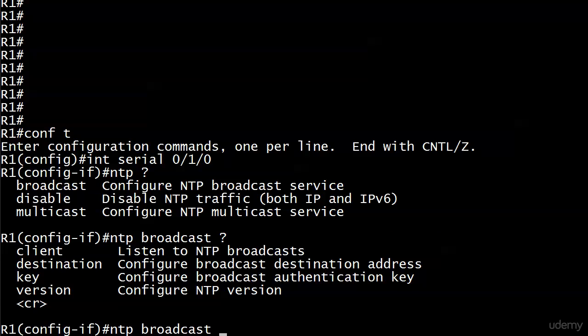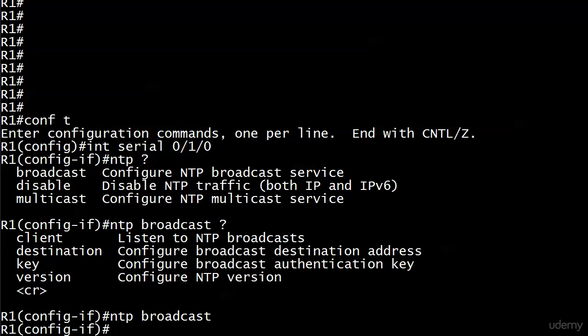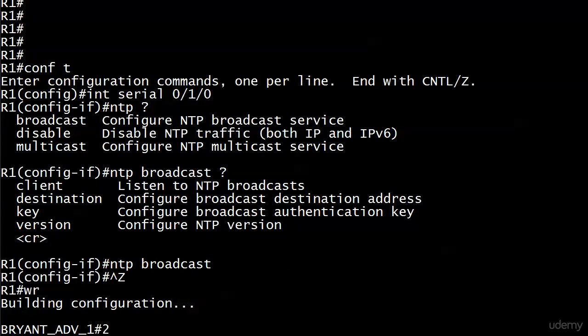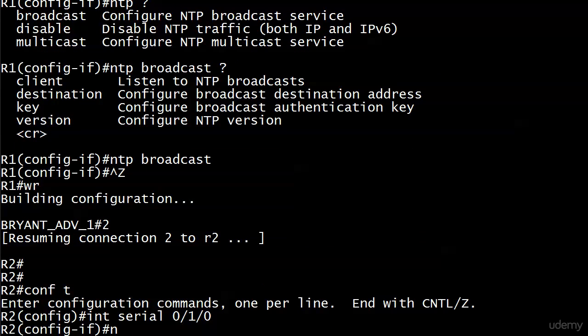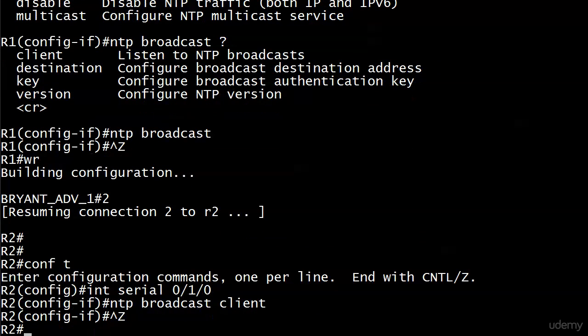Because if you just put NTP broadcast on everything, when you've got a master device and some devices you want as clients, but you're using broadcast, then you're just going to be sitting there for a long time because the config will not work. It'll be accepted by the routers, but it won't work. So we'll go with NTP broadcast there, and then on router 2, on the serial interface, it's NTP broadcast client.